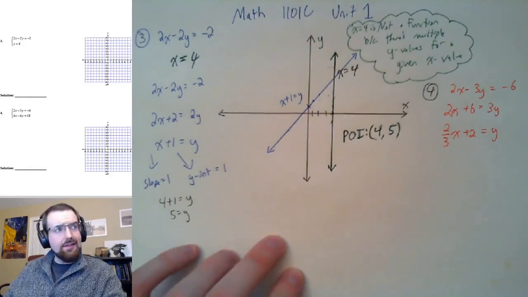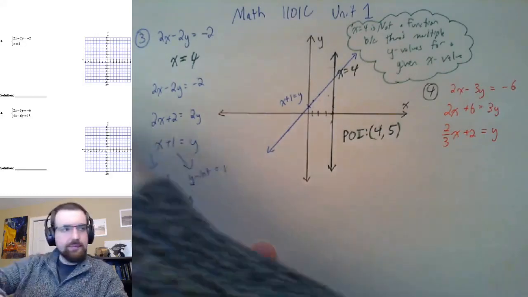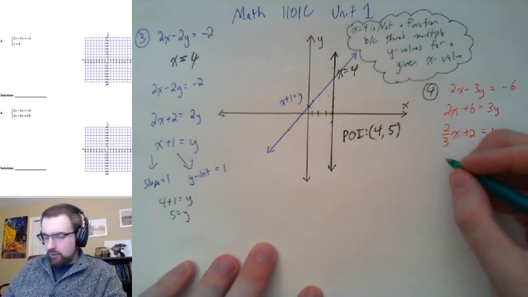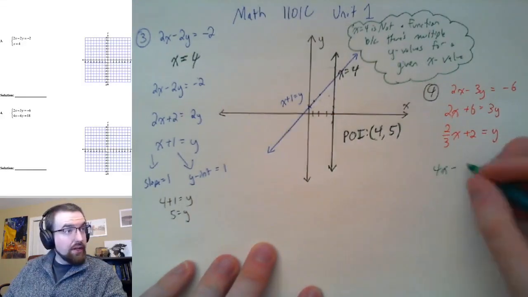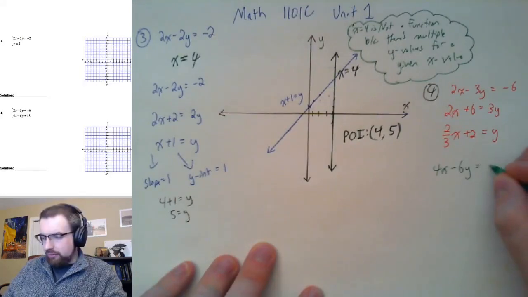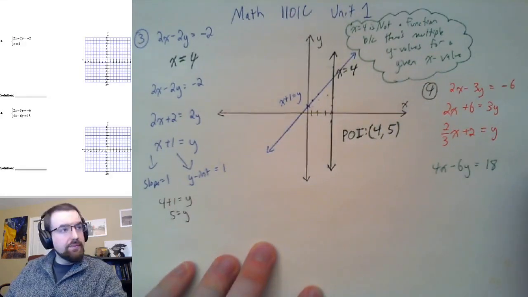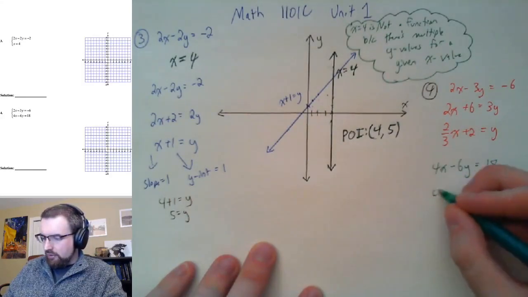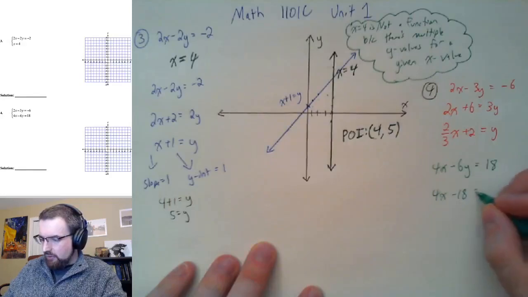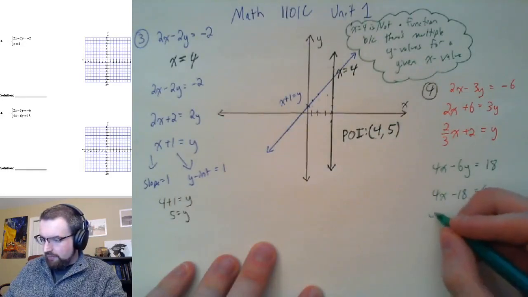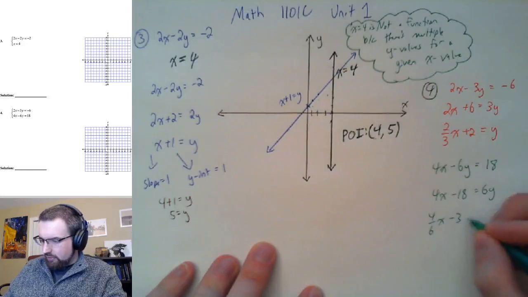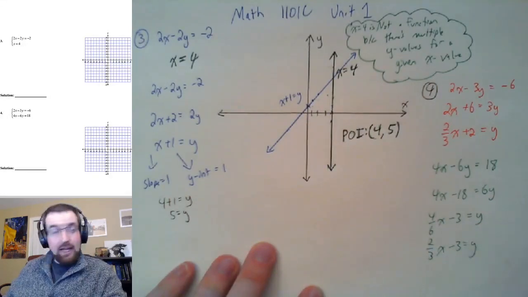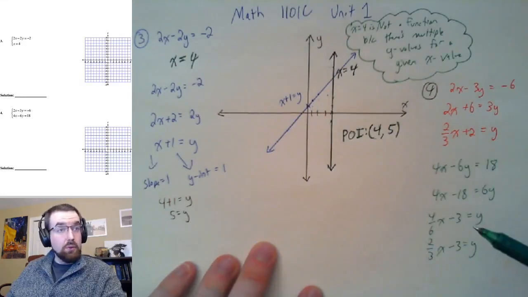Starting to think I did this exact one before. I might have, but it'll be a fresh reminder for you. And then the next one is 4x minus 6y equals 18. Now this 18 is going to move over. It's going to be 4x minus 18, and this is going to equal 6y. So we're going to have 4 over 6x minus 3 equals y, or 2 over 3x minus 3 equals y. And yes, I do recall now that I did this exact one before.